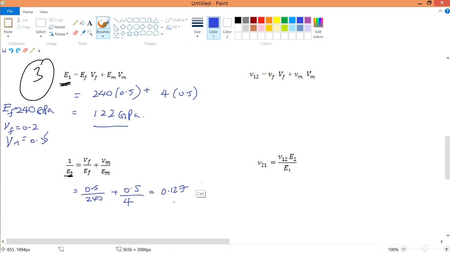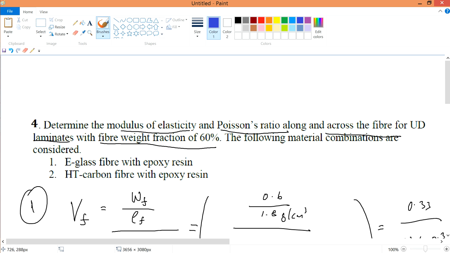This is equals to 1 over E2. So you're going to change, you want to find your value of E2. This is sometimes a careless mistake that you would make. So therefore 1 divided by this is equals to 7.87 GPa. Okay, so therefore this answers your question on this one.